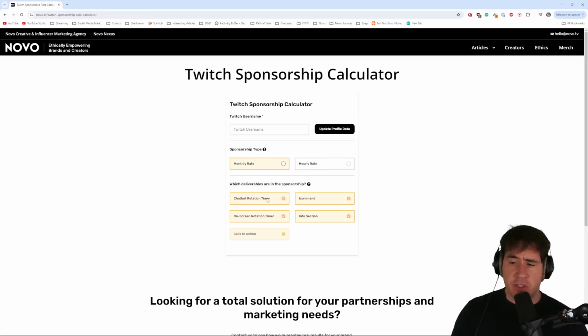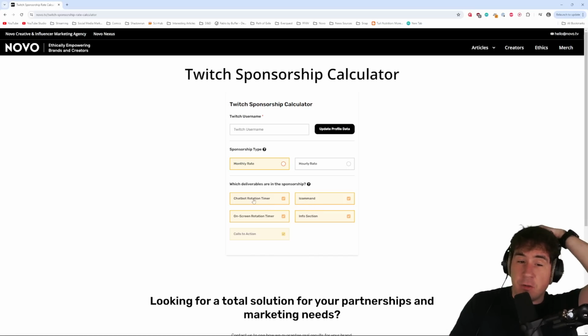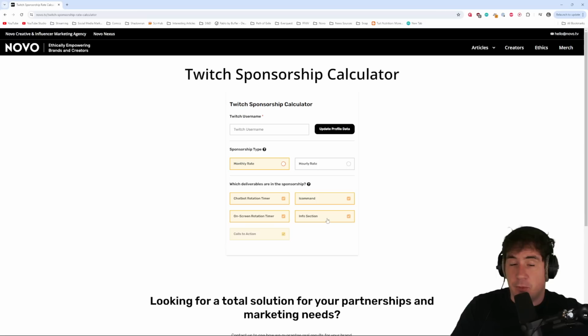And then once again, just to go through the weights of these systems, we're looking at the chatbot rotation timer and the command to enter it. These are pretty low value, but they do increase in value. We award higher weights to those the smaller the broadcast is. For larger broadcasts, they are basically worthless. Likewise, the info section: larger broadcasts get a little bit of a boost on this just for sheer volume of the number of people that are available. But the on-screen rotation timer stays consistent no matter what, because ad displays are just really good. And then, of course, the calls to action, we just assume you're going to have calls to action.